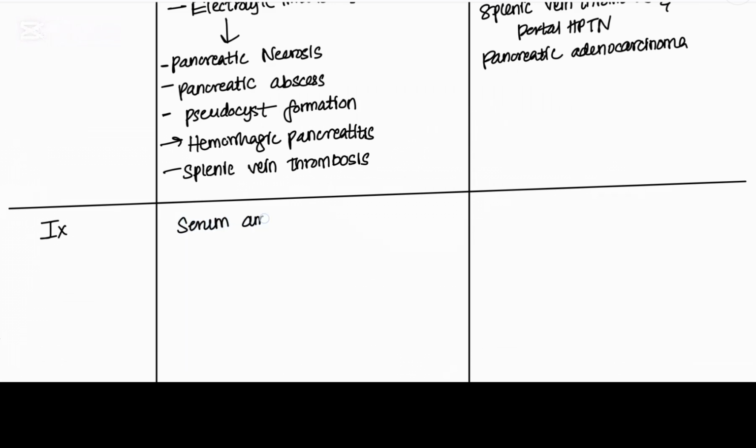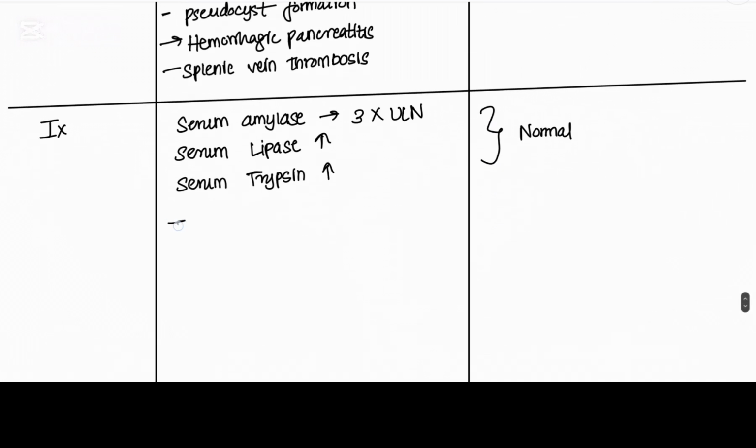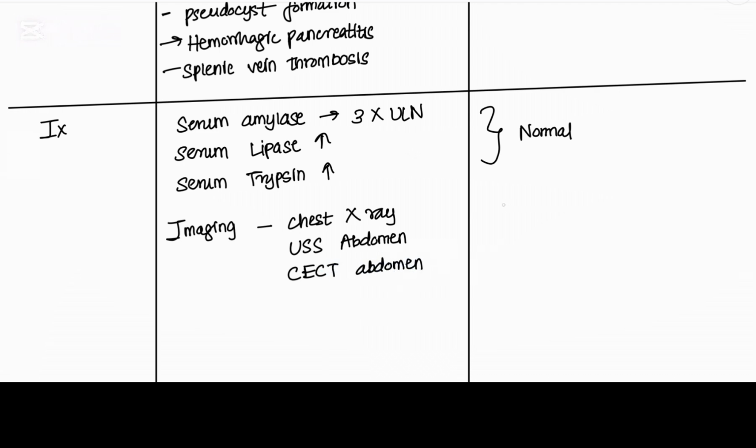Then we look into the investigations. Apart from the basic investigations, we need to do serum amylase, which will be higher, 3 times the upper limit of normal, serum lipase, and serum trypsin level we can check. In chronic pancreatitis, those will be normal or slightly elevated. Apart from that, we'll have to do some imaging: chest x-ray, and ultrasound scan abdomen to check for pseudocyst, and CECT abdomen. In chronic pancreatitis, we'll have to do CECT, MRCP, ERCP.